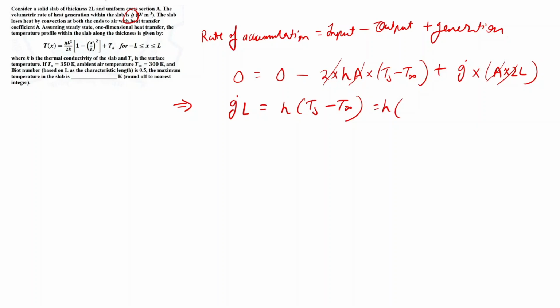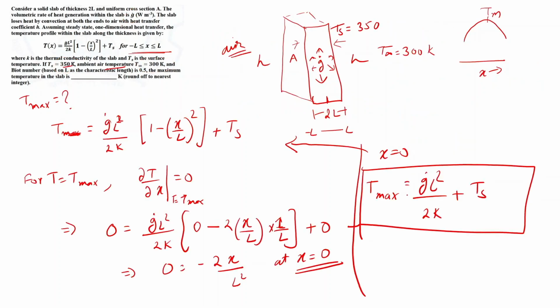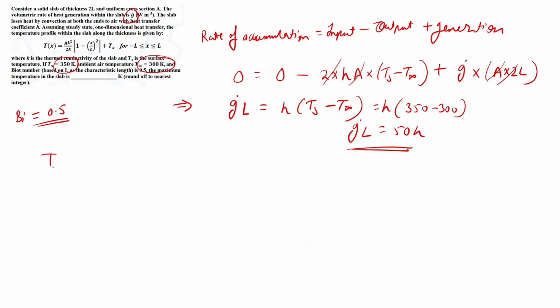Ts we have been provided over here, that is 350, and T infinity is 300 Kelvin. It will become 350 minus 300 is equal to 50h. And we have also been provided the Biot number as 0.5. Let's just write it over here. Biot number is 0.5. Now Tmax we have already found using this equation, that is G L square upon 2K plus Ts.